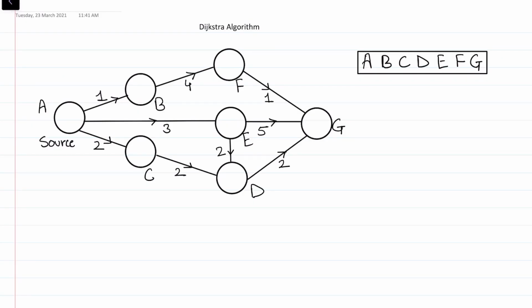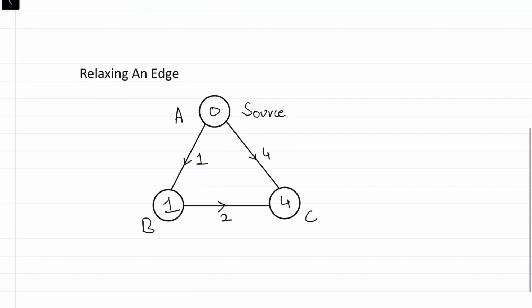Dijkstra algorithm is used to find the shortest distance from the source node to all the other nodes present in the graph. Here I have an example of a graph, but before continuing this example, we need to first understand the concept of relaxing an edge.